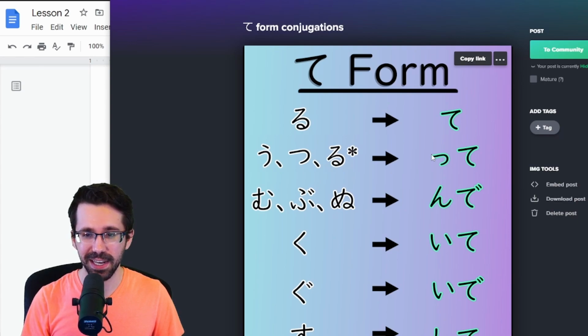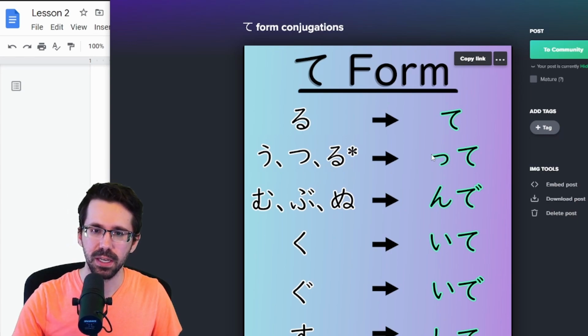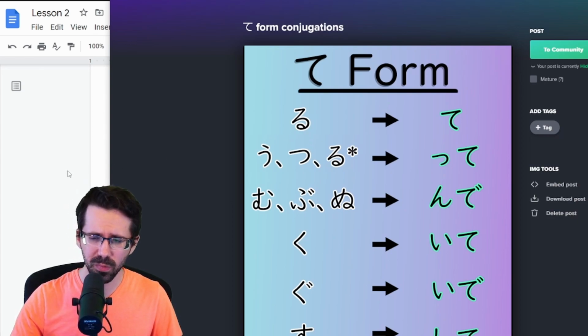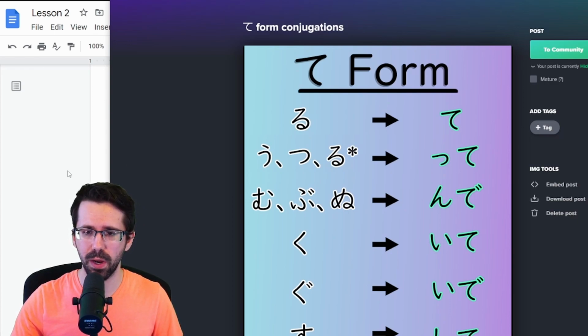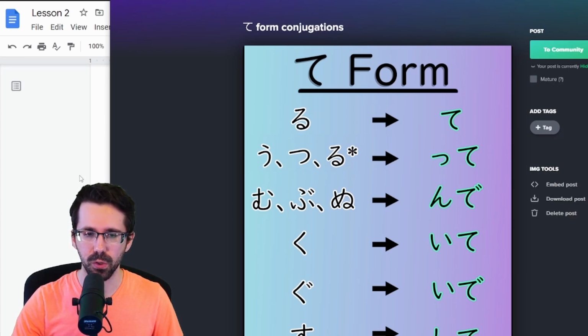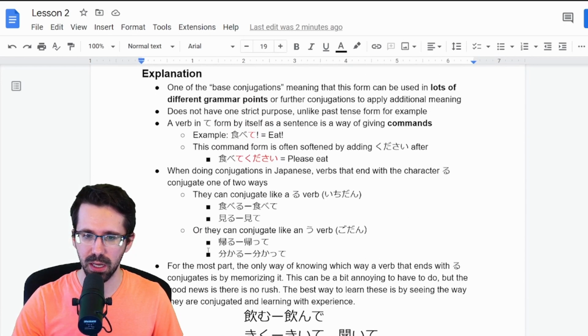At the end of the day, it is just a memorization thing. There are kind of rules like, if the character before the ru is this vowel sound, then maybe it goes this way, but there are exceptions to that as well. So the way that I learned it and the way that I suggest people learn it is just to use these words, practice them, and over time you'll memorize which way these verbs conjugate. It's also good to be aware of the way that we refer to these two different groups, and that is listed up here.